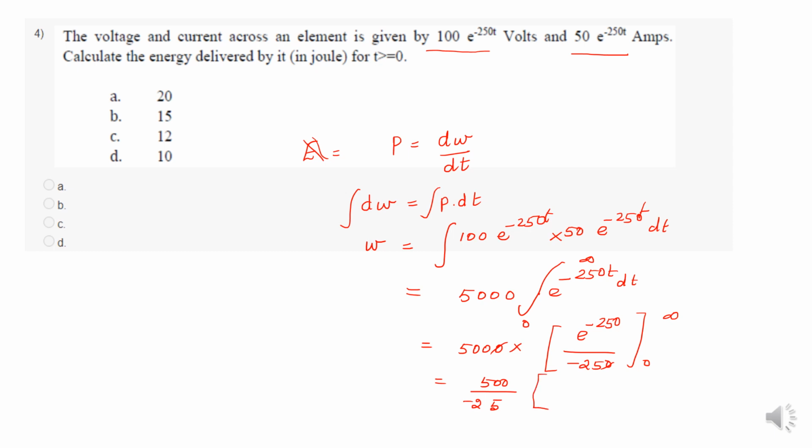Into e^(-250t). First of all, you have to substitute the upper limit. If you substitute the upper limit, e power infinity means what? 1 by e power infinity, 1 by infinity, that is equal to 0. Now the lower limit, 1 minus e power 0, what is it? E power 0 is 1. So 5000 divided by 250. So what is the answer? 20. 20 is the answer.